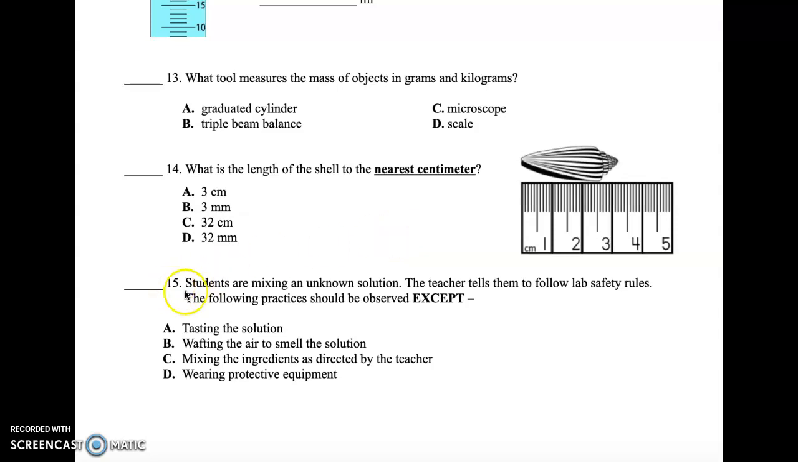Number 15. Students are mixing an unknown solution. The teacher tells them to follow lab safety rules. The following practices should be observed except A, tasting the solution. B, wafting the air to smell the solution. C, mixing the ingredients as directed by the teacher. Or D, wearing protective equipment?